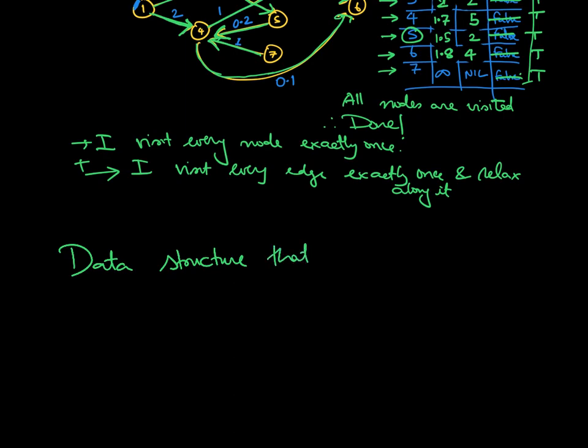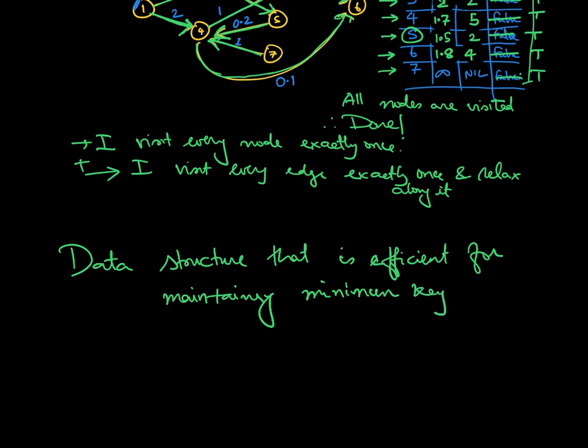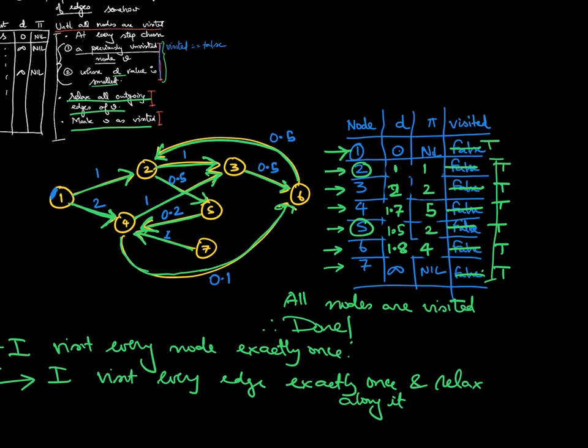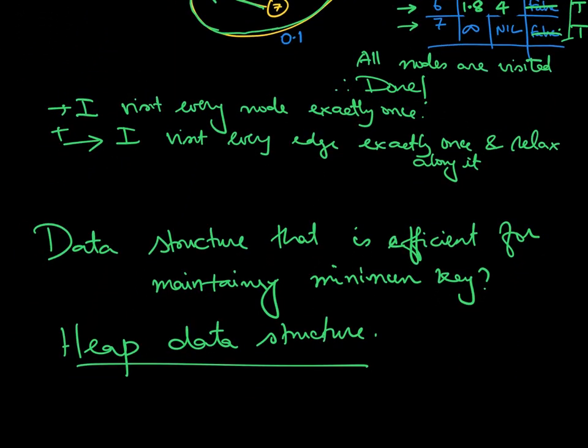that is efficient for maintaining the minimum key. Have we learned such a data structure? Can you think of it? Yes, we have. The idea here is we can use a heap data structure. If we use a heap according to the key, which is the D value of the node, then at every step, among all the unvisited nodes, you can always find the smallest key value. Okay, so that is basically it.